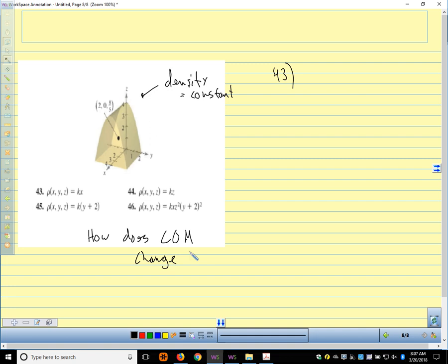What did you say, Sam? Yeah, we're going to have more mass as x increases. So our center of mass is going to be, the y and the z coordinates aren't going to change. The y is still going to be 0, the z is still going to be 8/5. But we're going to shift further along the x-axis.